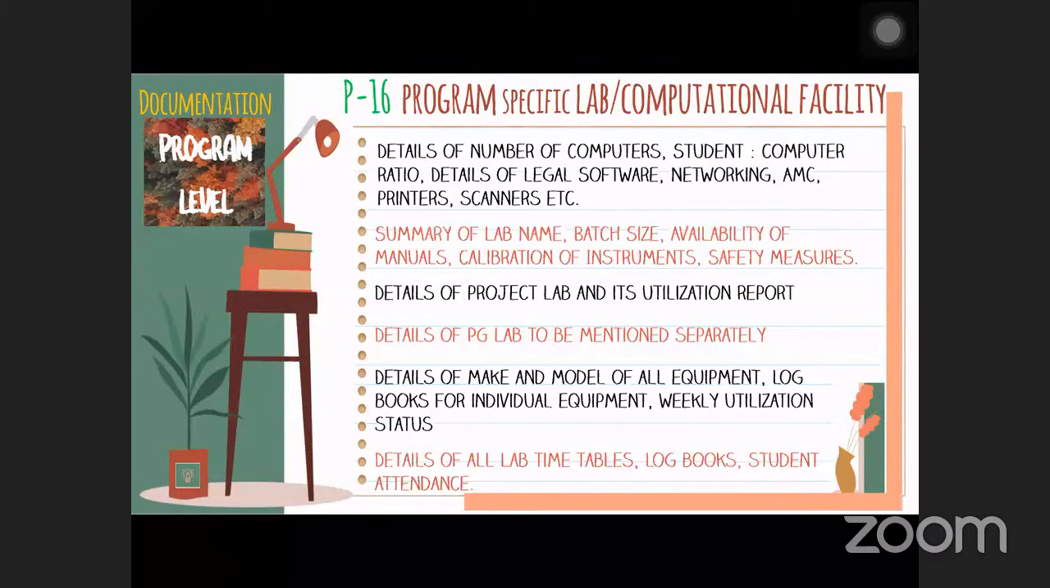Then the safety measures, the charts which are generally prepared for the safety measures to be taken in the laboratory and displayed. So we can keep the photographs of all such safety measures which have been displayed in the laboratory, and we can keep that as evidence in this particular file. Then there could be a dedicated project laboratory for each department, and its utilization report has to go into this particular file. So just for the namesake, a project lab should not be there. Whether the project lab is really being used by the students, that utilization report has to go into this particular file.